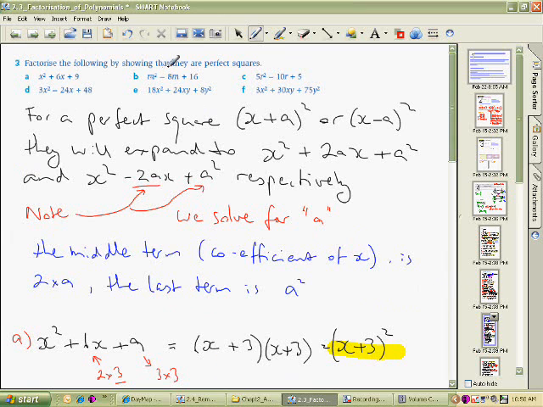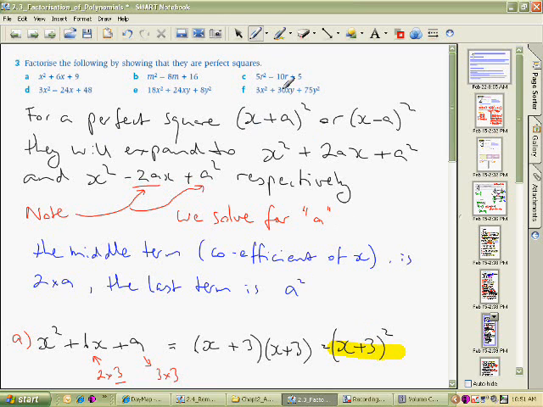This one here says to factorise showing that they're perfect squares. Again, I'll use this fact that this one here is twice whatever the square root of this is. So looking at this one here, the square root of 9 is 3, so a is 3. If I multiply 3 by 2, do I get 6? Yeah, I do. So that's going to work out. That's a perfect square, and it's just going to be like here, x plus 3.